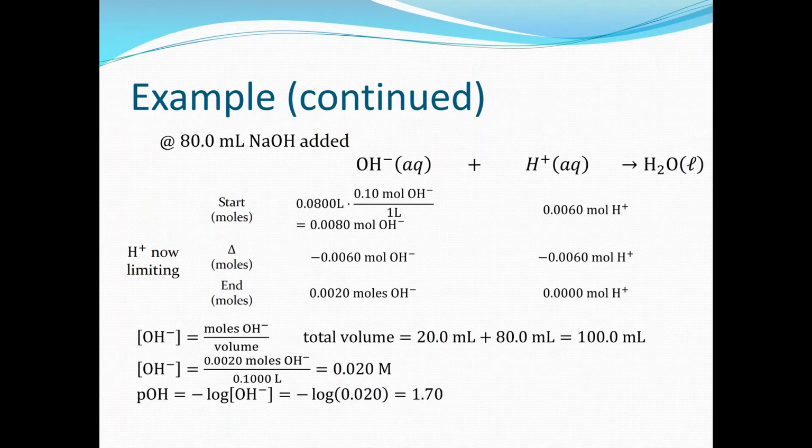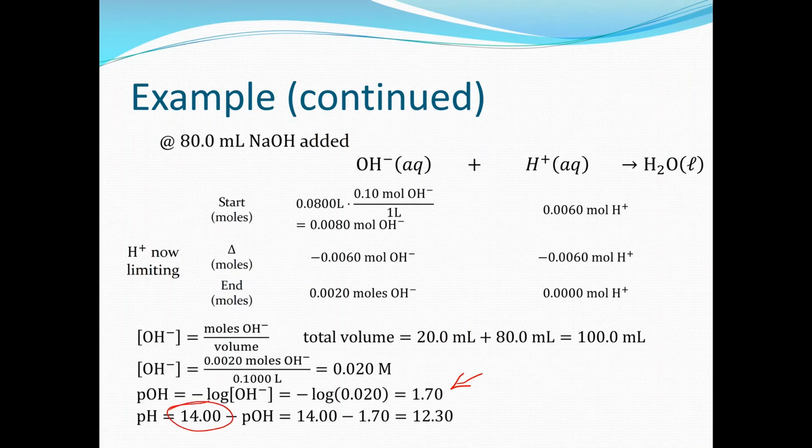Since we're at 25 degrees Celsius, this is where that comes into play. I'm going to use the fact that the pH is 14.00 minus the pOH, and so that gives me 12.3. Again, if this were at some temperature other than 25 degrees Celsius, everything up to here stays exactly the same. It's this part that changes.